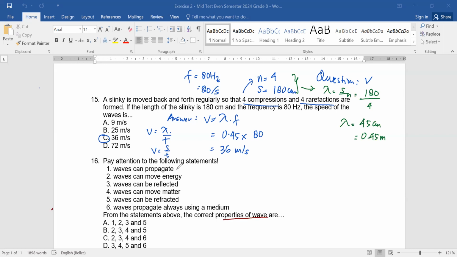Wave can propagate, yes, all right. Wave can move energy, I think so, right? Wave can be reflected, yes. Wave can move the matter, no. Wave can be refracted, yes. Wave propagation always uses a medium? Not really, because we have the electromagnetic wave. It doesn't need any medium, right? Doesn't need a medium to propagate.